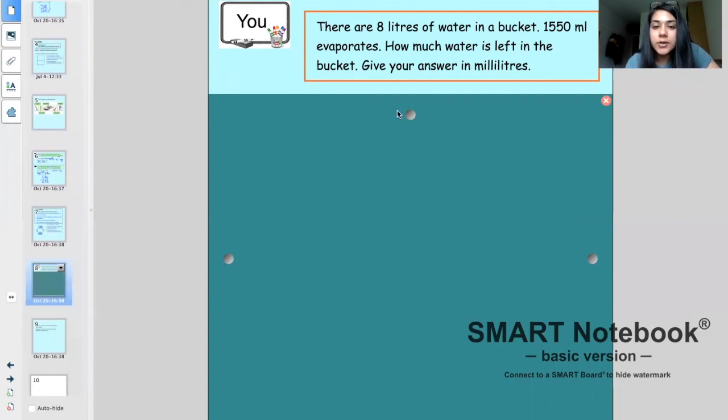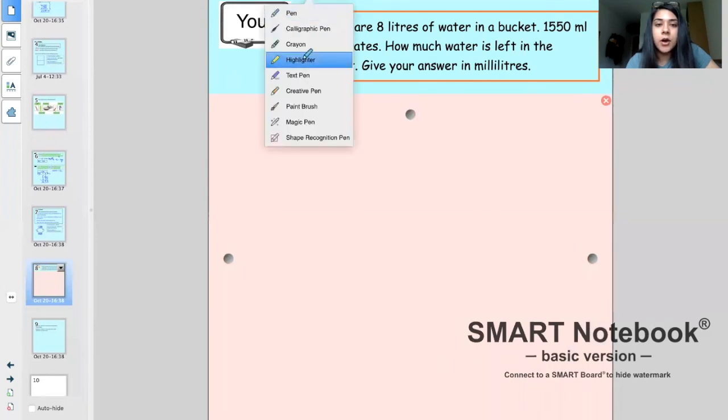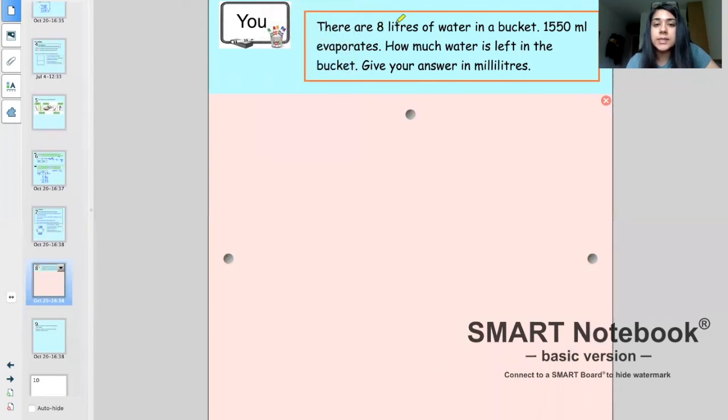Great, how did it go? So if we highlight the question, you should have highlighted 8 liters of water in the bucket. 1,550 evaporates. How much water is left in the bucket? And give your answer in milliliters. So hopefully these were the keywords that you chose to highlight or write down.